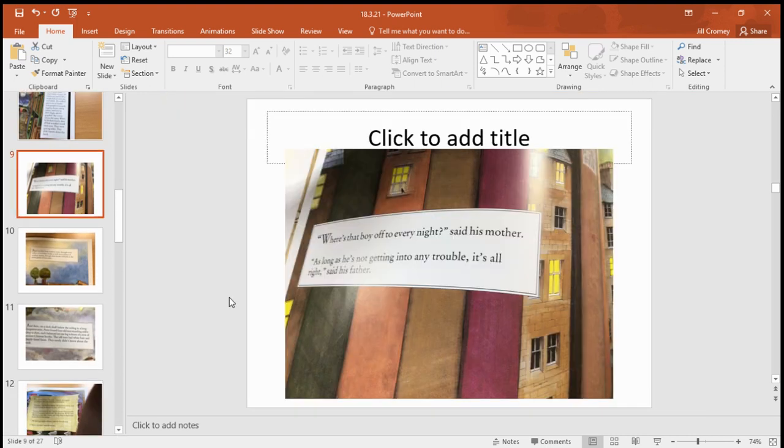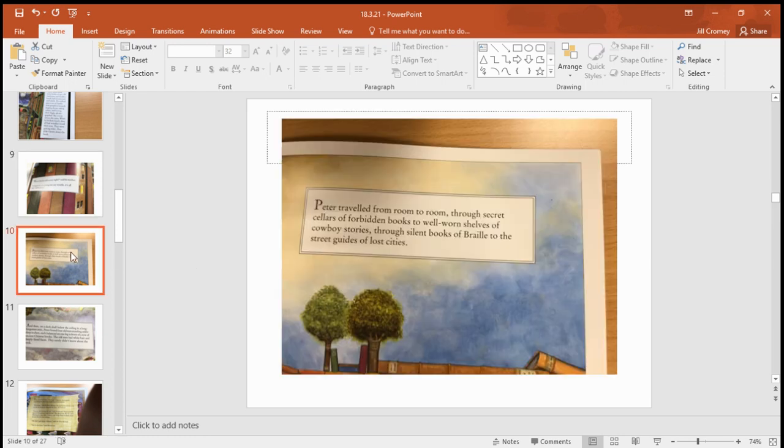"Where's that boy off to every night?" said his mother. "As long as he's not getting into any trouble, it's all right," said his father.